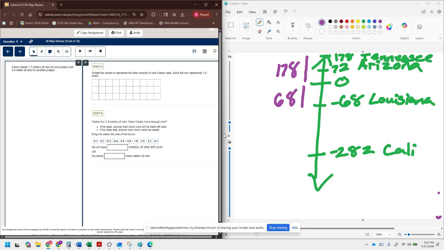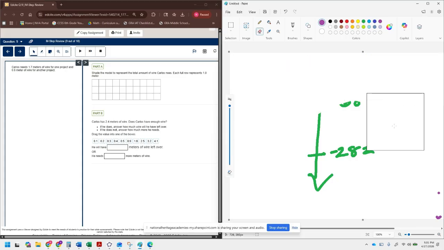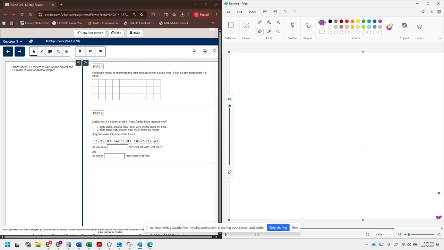All right. Now, for this one. This is another one that people did, and they didn't pay attention to what they were doing. Okay? You gotta watch what you're doing here. It really is a very simple question to answer. So Carlos needs 1.7 meters of wire for one project and 0.8 meters of wire for another project.